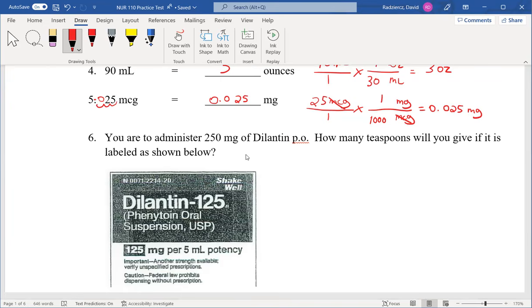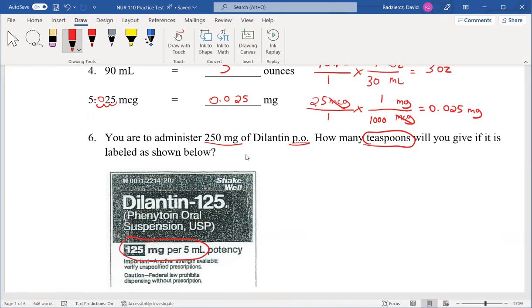So we're going to look at our order, 250 milligrams. PO just means by mouth. And then we need to make sure we put it into teaspoons. It says what we have available is dilantin 125 oral suspension. And then you'll see 125 milligrams per milliliter is the available dose, or your equivalent, or your conversion factor if you use those terms.